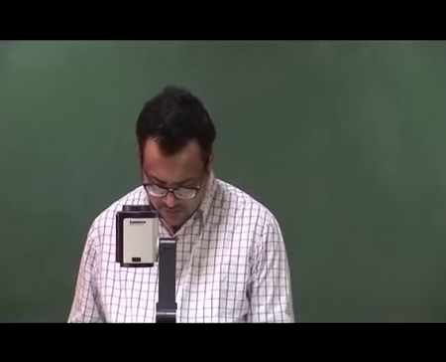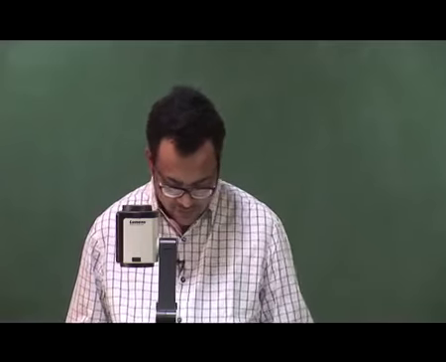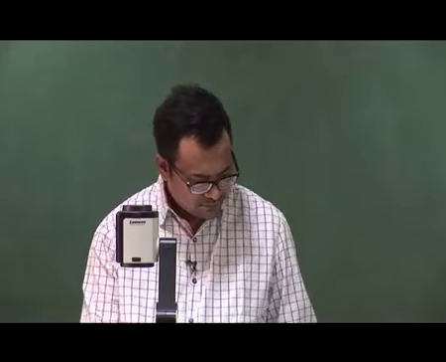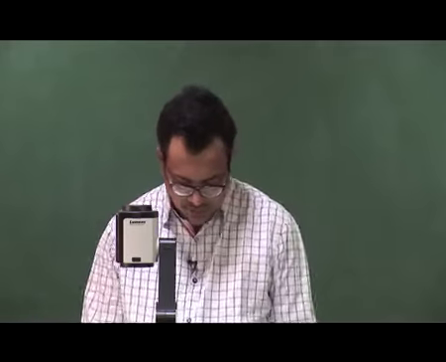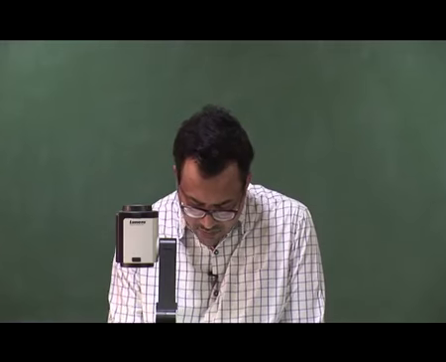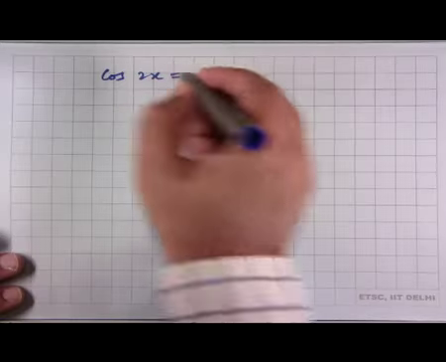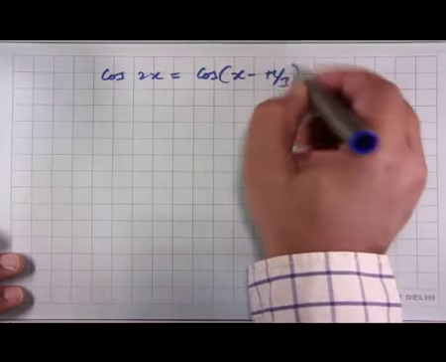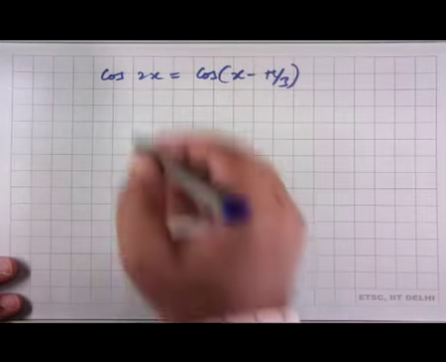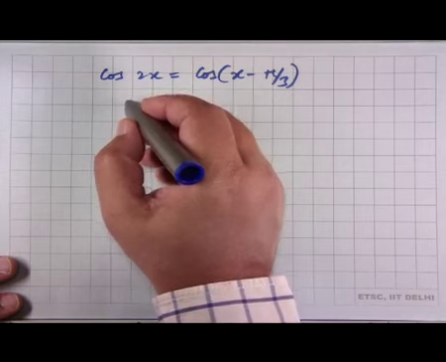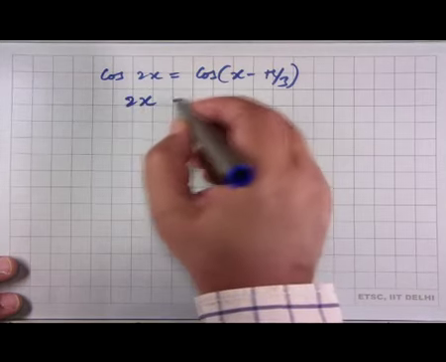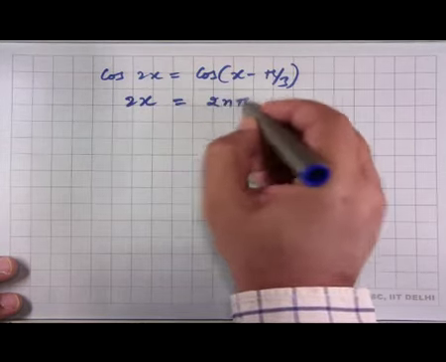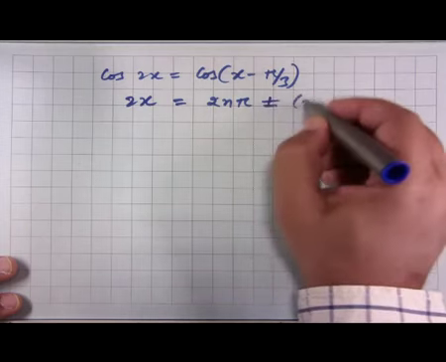If we go back a few steps, then we started with cos of 2x equal to cos of x minus pi over 3. And we said that the general solution to this equation is of the form that 2x must be equal to 2n pi plus minus x minus pi by 3.